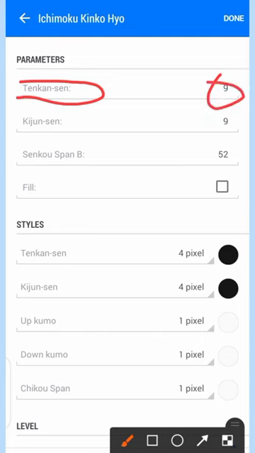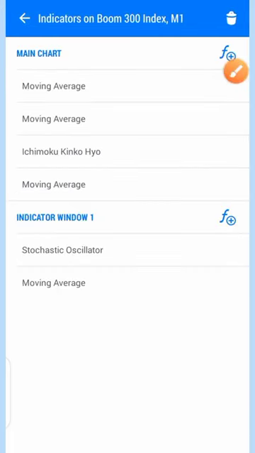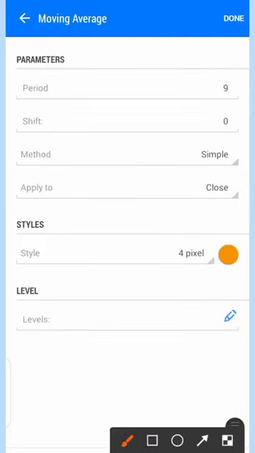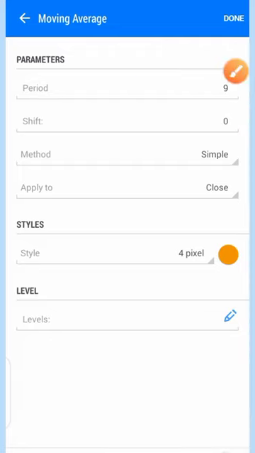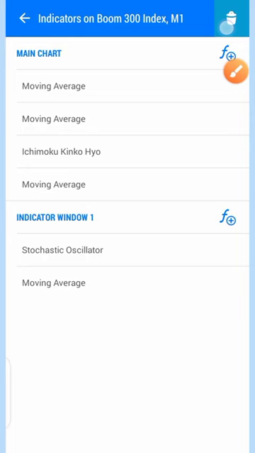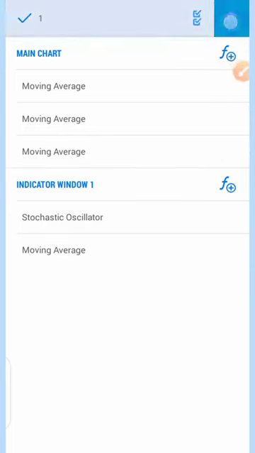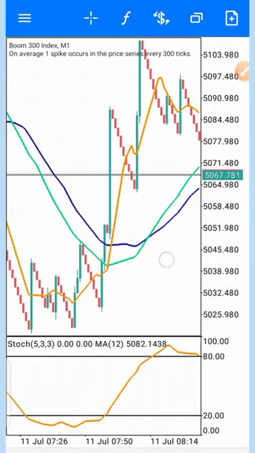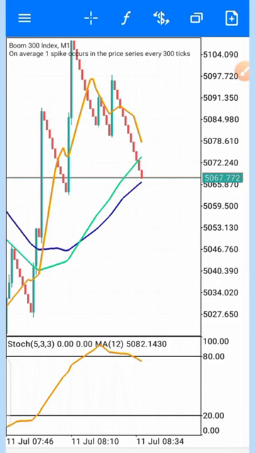So instead of that, I'm going to use the moving average 9. You can see the moving average 9. The method is simple, apply to close, style for pixel. So that is what I'm going to use. I'm going to delete the Ishimoku now. So now we have the screen like this.